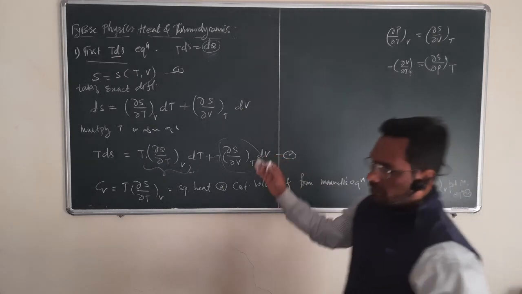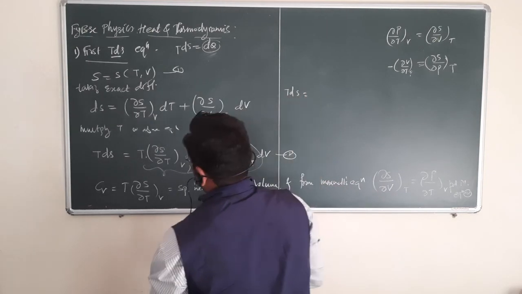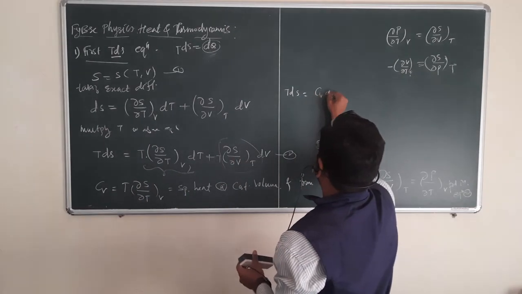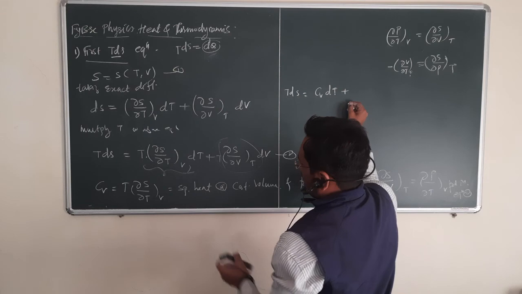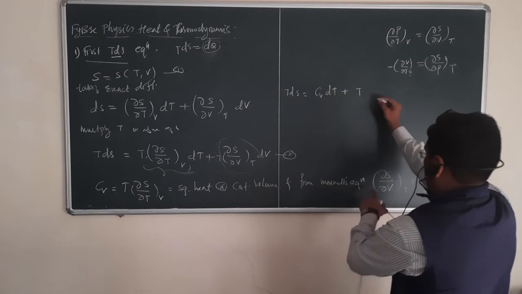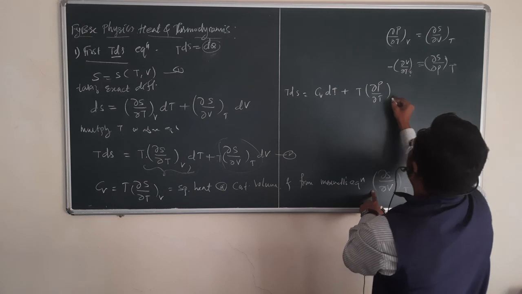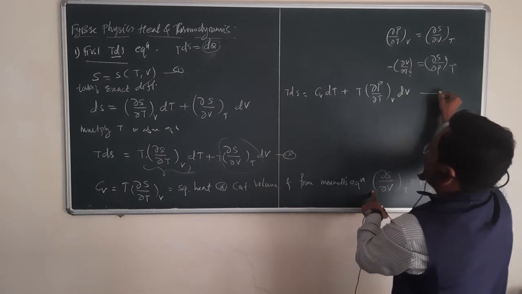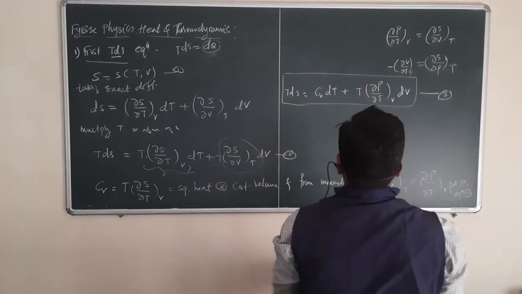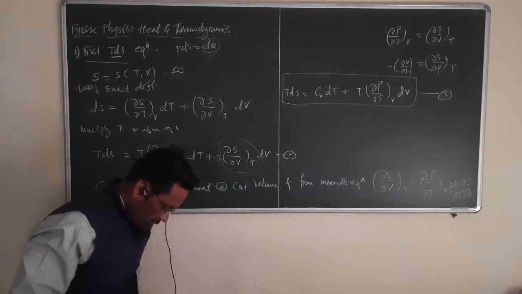If you put that in equation 2, we get TdS is equal to, instead of this term, we can write Cv. So that is Cv dT plus, instead of this T into the partial derivative, from Maxwell's equation we can write the partial derivative of pressure with respect to temperature at constant volume into dV. So this is our first TdS equation. The first TdS equation gives the amount of heat energy absorbed during an isothermal process.